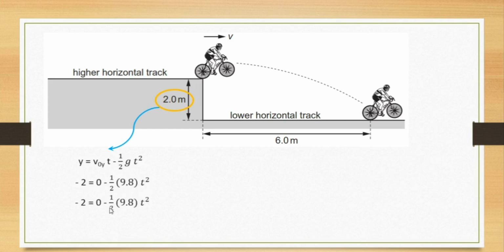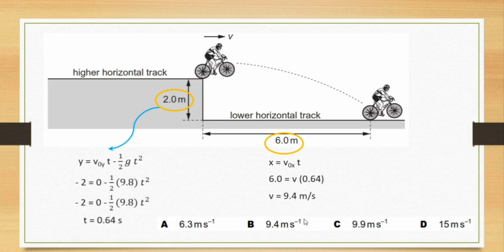So you can calculate that t is 0.64 seconds. He needs 0.64 seconds to reach the lower horizontal track. And then x, the horizontal distance, equals u0x multiplied by t. X is 6 meters, u0x is the horizontal component of velocity, multiplied by the time which we calculated. So v here is 9.4 meter per second. So the answer will be B.